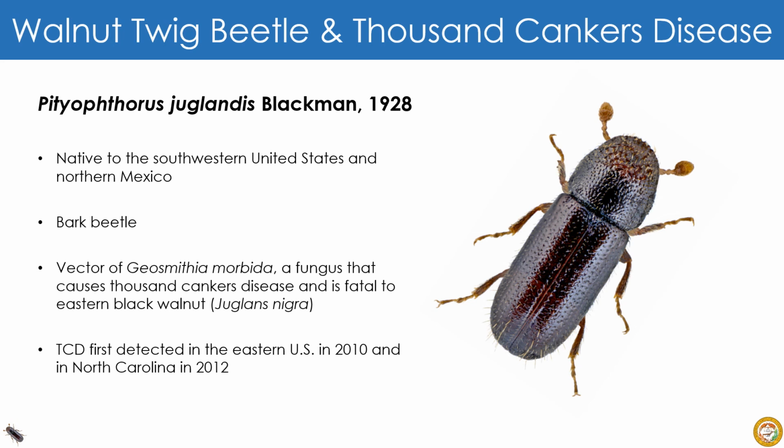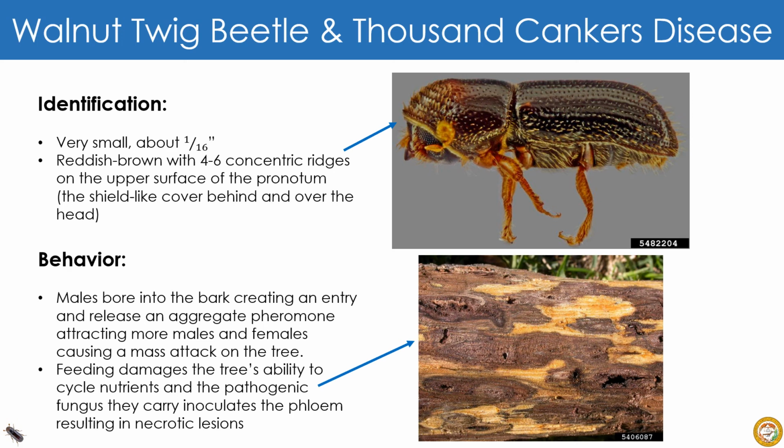TCD can kill trees in as few as 3 years once symptoms appear. TCD was first detected in the eastern United States in 2010 in Knoxville, Tennessee, and in North Carolina in 2012. Like other bark beetles, walnut twig beetle is tiny, measuring about 1/16 of an inch. It is reddish-brown in color and has 4 to 6 concentric rings on the upper surface of the pronotum, which is the shield-like cover behind and over the head. You will need a hand lens or microscope to see this feature.